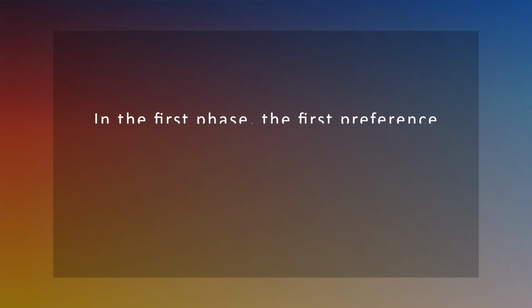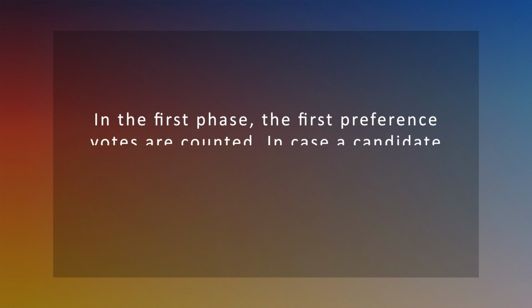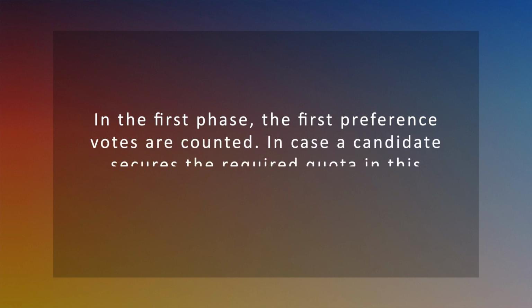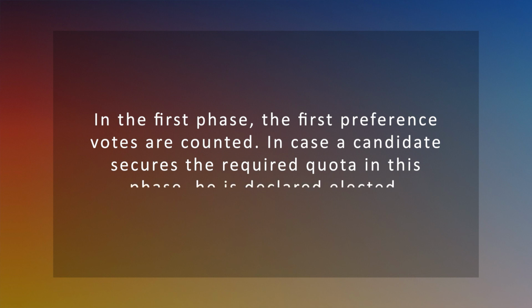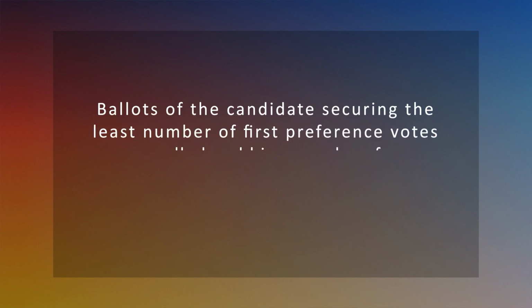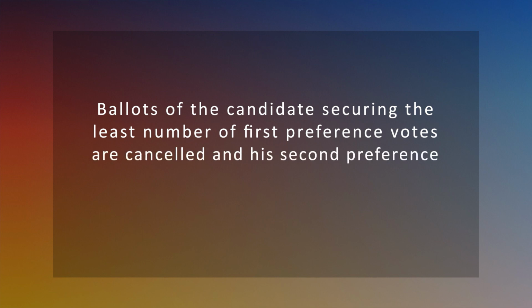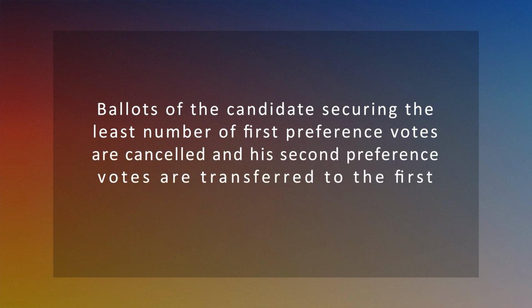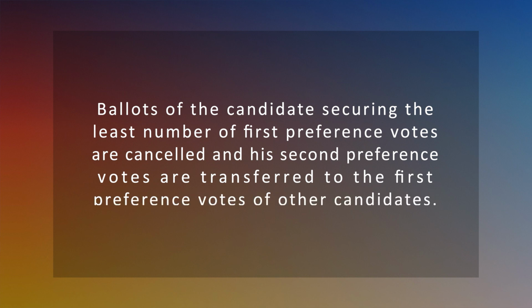In the first phase, the first preference votes are counted. In case a candidate secures the required quota in this phase, he is declared elected. Otherwise, the process of transfer of votes is set in motion. The ballots of the candidate securing the least number of first preference votes are cancelled and his second preference votes are transferred to the first preference votes of other candidates.